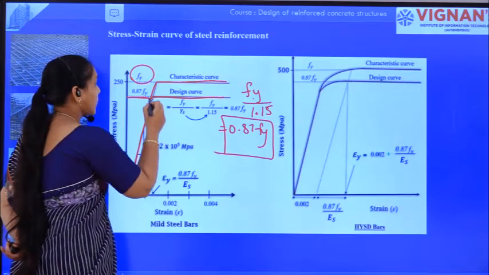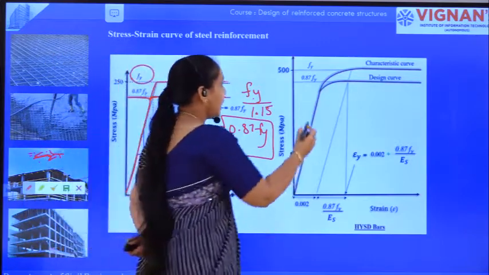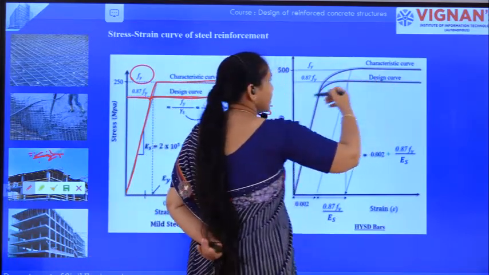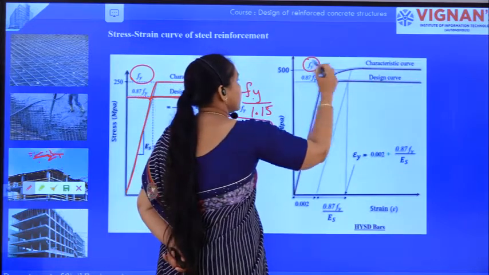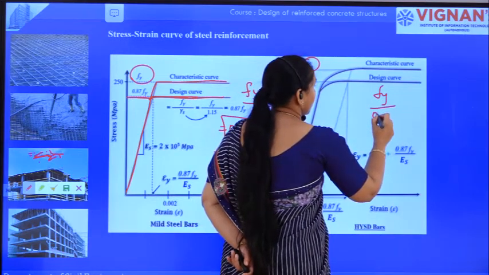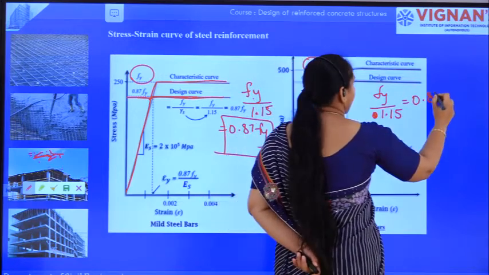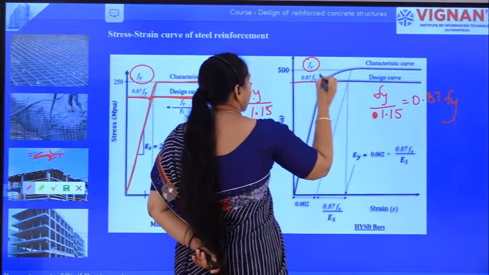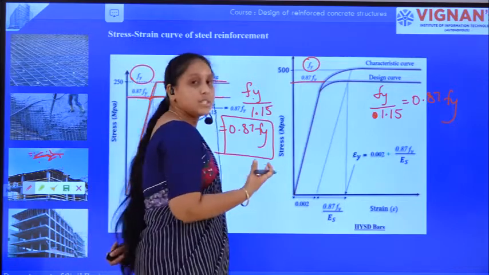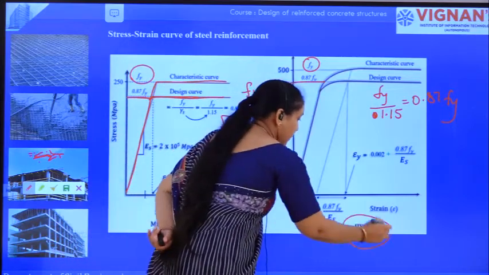The similar is for the HYSD bars also. For the HYSD bars also, you can see the characteristic curve here. It is Fy. In the similar way, the design curve will be Fy divided by 1.15, which will give you 0.87 Fy. So 0.87 Fy is going to be our design strength which we are going to take for the steel for Fe 415 as well as Fe 500 bars, that is the HYSD bars.